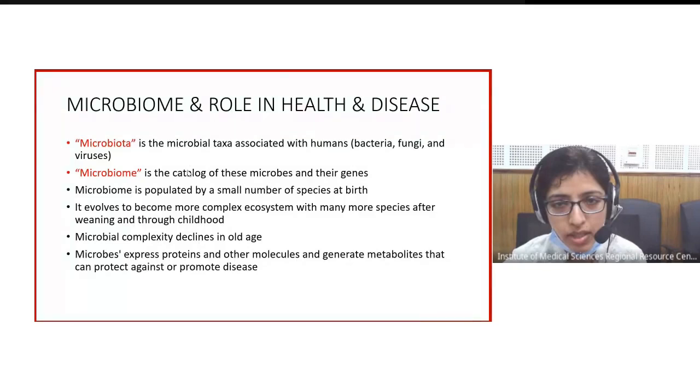Okay, now the microbiome is populated by a small number of species at the time of birth, but as the individual grows, it evolves into a more complex ecosystem, and many more species populate our gut. Then subsequently, with age, in old age, microbial complexity again declines. So basically, what I want to emphasize is that it is a very dynamic thing. It is continuously evolving with time. Okay, and what is their function?